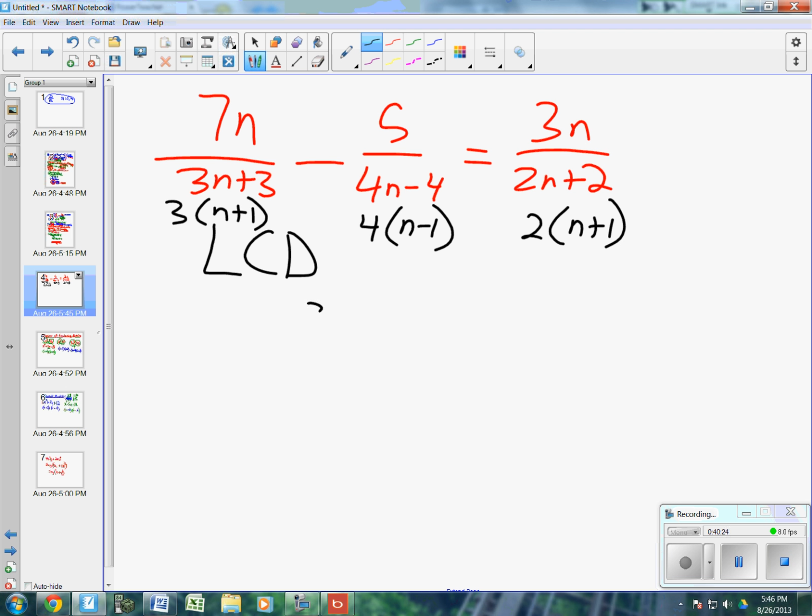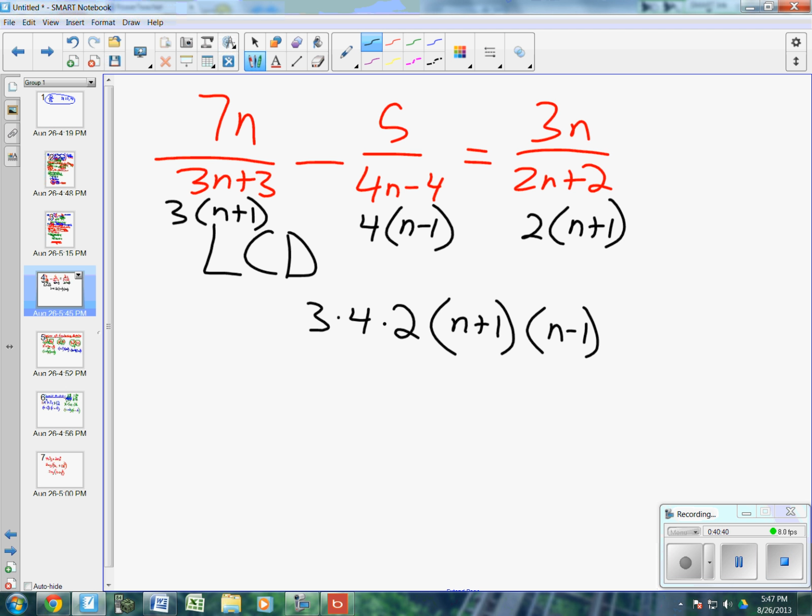So I take every denominator that occurs, the most number of times it occurs in each factor. So there's a 3, there's a 4, and there's a 2. There's also an n plus 1. Even though it happens in 2 different terms, we only list it once. An n minus 1. That's our common denominator: 3 times 4 times 2 times n plus 1 times n minus 1.